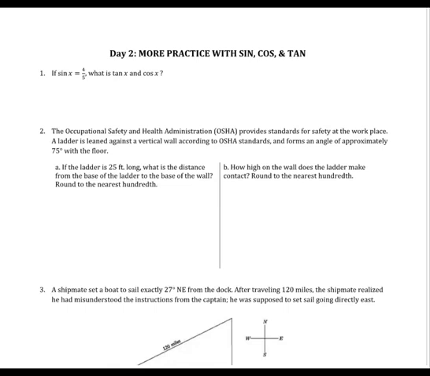All right, starting with our first question, if sine of x equals 4 over 5, what is tangent and cos of x? Now, we talked in day 1 about how right triangle trigonometry is with right triangles. So what I'd like you guys to do is draw a right triangle right in this space. And let's just call one of the angles x, because that's what it's saying, sine of x.